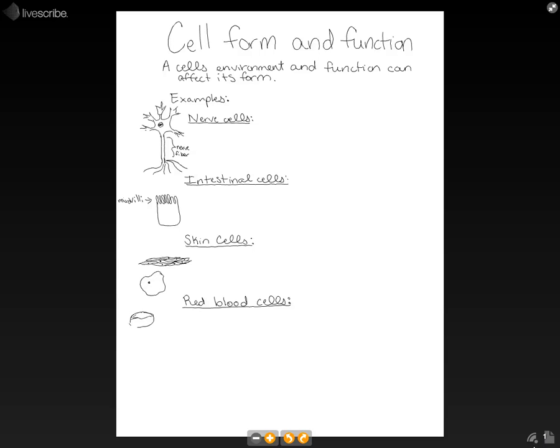Now we're going to talk about cell form and function and how a cell's environment and function can affect its form. So we're going to look at some examples just to see how this works out. The first example we're going to look at is nerve cells. And I've drawn a nerve cell here to the left. And the function of nerve cells is to relay signals throughout the body or organism.